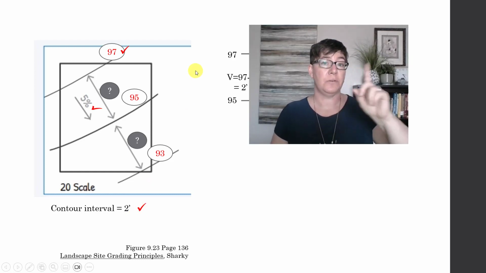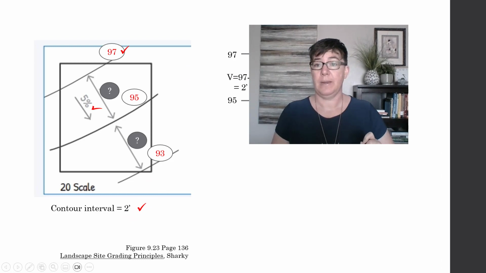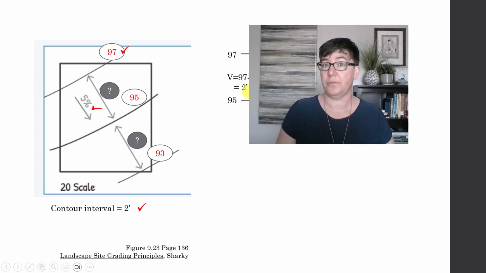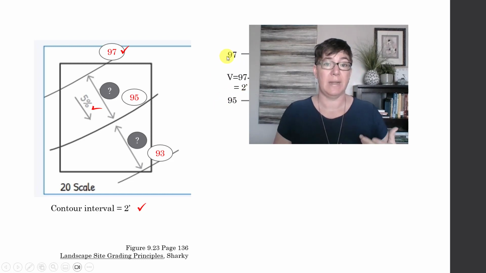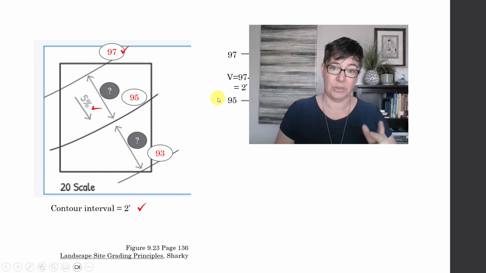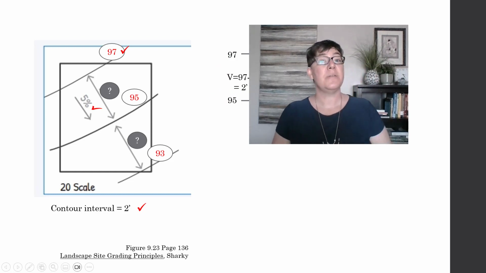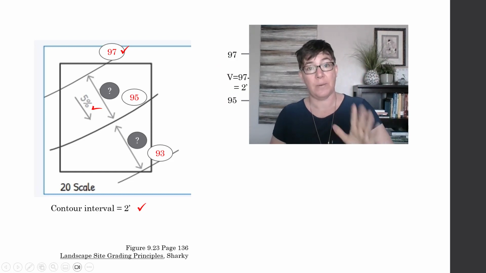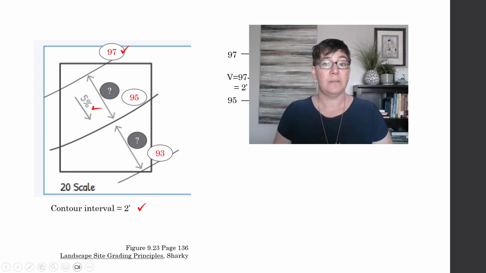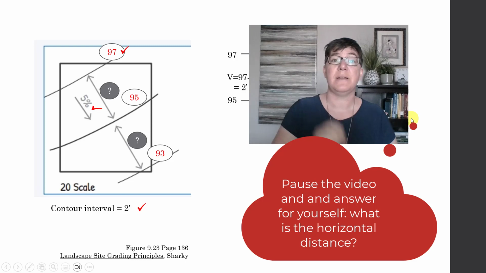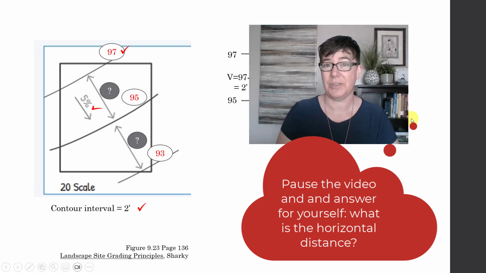Well, first of all, draw your little diagram. We know that your vertical distance is going to equal the contour interval of 2 feet. It's going to go from 95 to 97, or actually the other direction. We know that the slope is 5%. That was given. So what is the horizontal distance? Go ahead and pause the video right here and see if you can do this calculation. And then we'll come back.